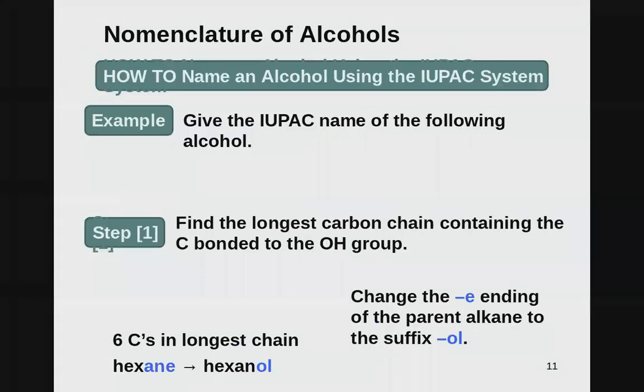So how do we name these suckers? I think that's a good summation of what we've been doing a lot of. We've spent a lot of time naming things in class, and we still have to name alcohols. So let's give the IUPAC name of this alcohol. It's got a lot of similar ideas to naming as we would see for regular hydrocarbons, when we named hexane, or any alkene or alkyne. Same set of rules.